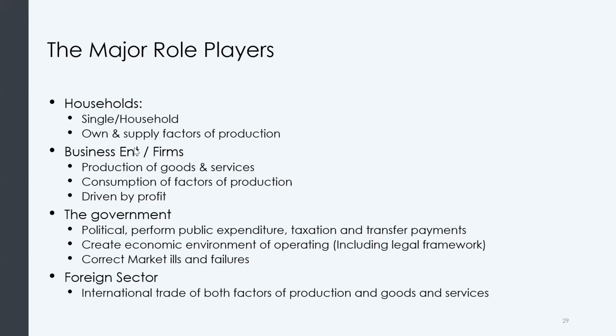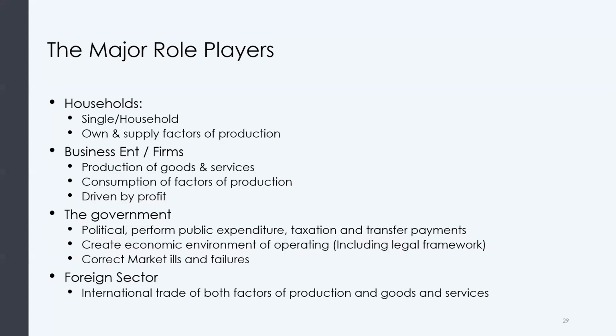The next one is businesses. That's the second major player. Businesses are the ones that produce within an economy. They produce goods and services. They are the ones that have got the factories that produce goods and services, right? So these businesses are driven by what we call the profit motive. They want to make a profit as a business.